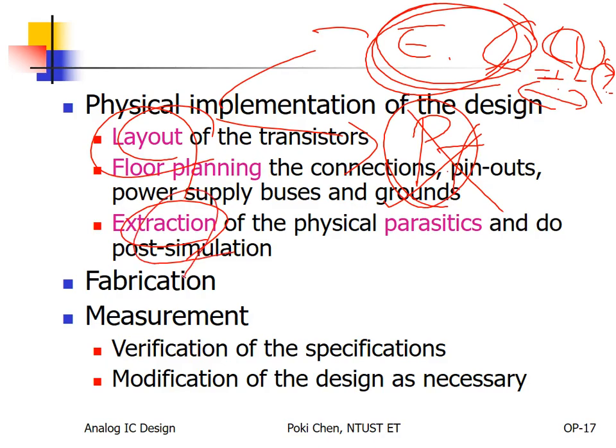After extraction, you will get two packages. One is the equivalent circuit, which should be exactly the same as your original circuit. Never mind whether you simulate it or your original circuit, they should be exactly the same. The only difference is the parasitics. That's it.